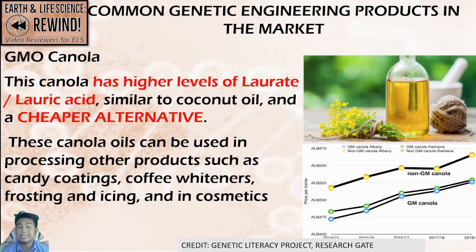GMO canola has higher levels of lauric acid and is a cheaper alternative than non-GM canola. These canola oils can be used in processing other products, coffee whiteners, candy coatings, cosmetics, and even food products.